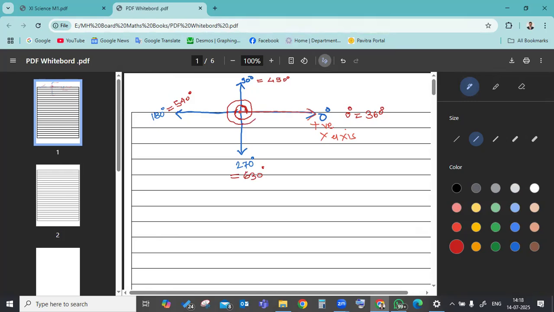Okay, and again if you rotate through 90 degree, we will again come to the original position of the initial arm, and its measure will be 720 degree. So here this 0 degree is same as 360 degree, same as 720 degree, and 90 degree is same as 450 degree. Again if we rotate like this, we can complete n number of rotations. As many times as we want, we can rotate the terminal arm.